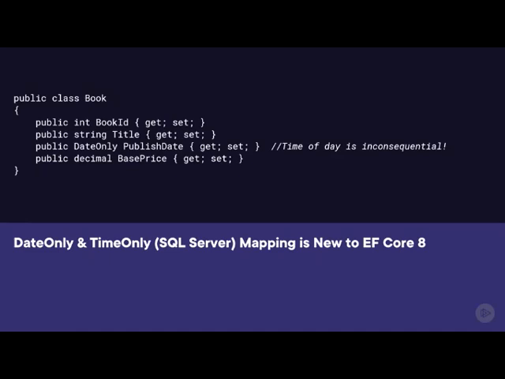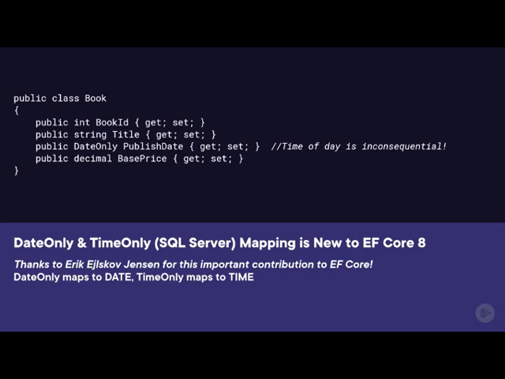At the very start of this course, when we looked at the Book class, I pointed out that we can finally use .NET's DateOnly type in our classes, and EF Core will map them to the simpler date data type in SQL Server. And we can also use the TimeOnly type when needed. This is a very important change to EF Core, thanks to a contribution from Erik EJ, the same MVP behind the EF Core Power Tools.